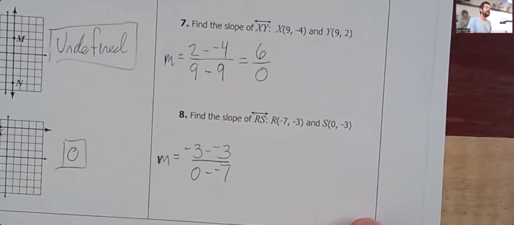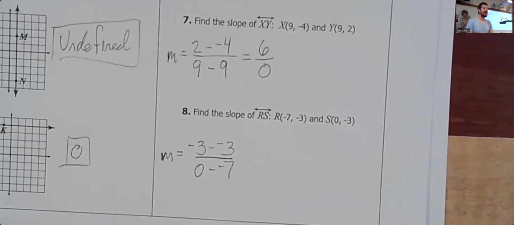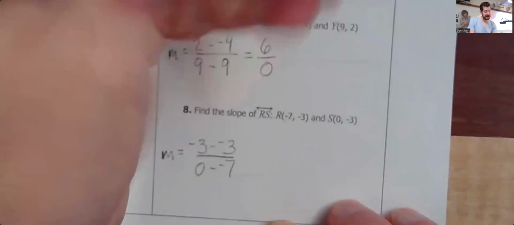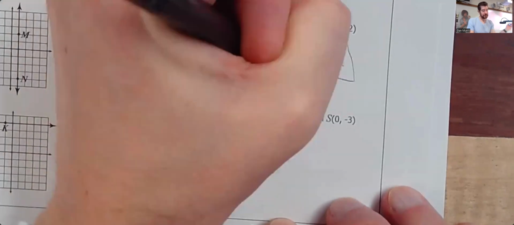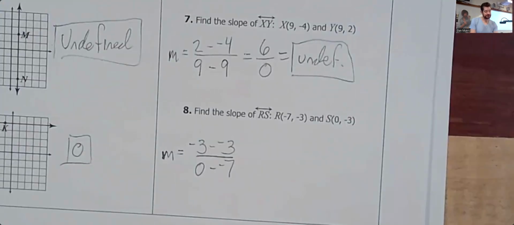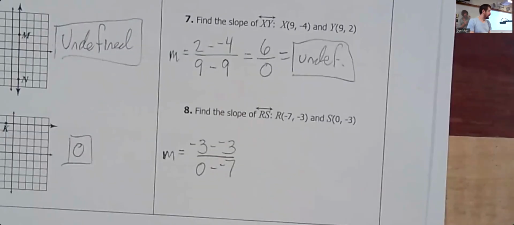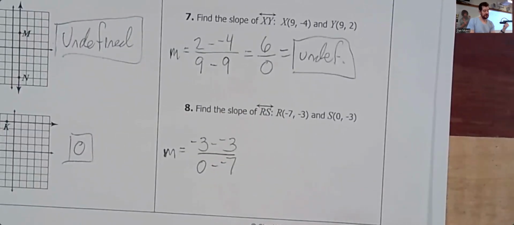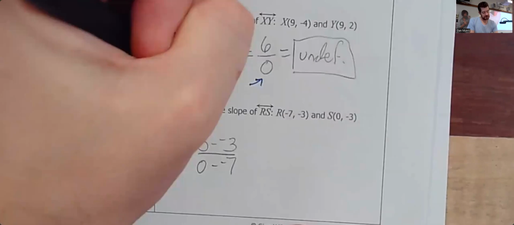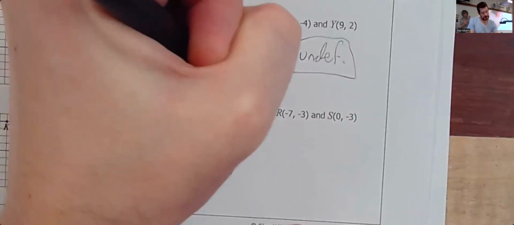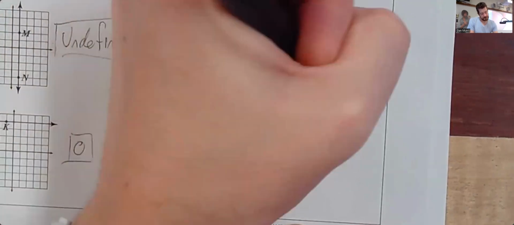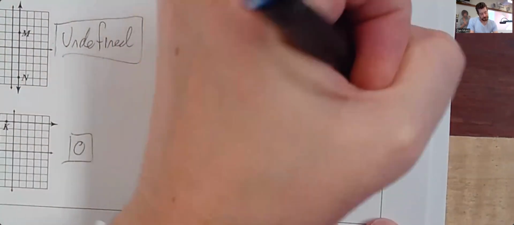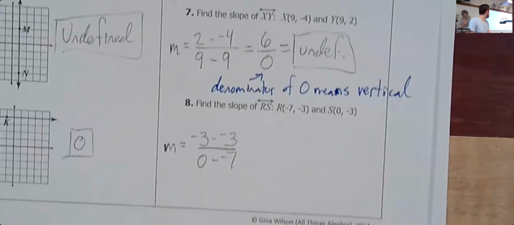So this one is undefined because dividing by 0 is not a mathematical possibility. You can't divide by 0, which means this is a vertical line. So we're going to say undefined. That is a vertical line. If you want to put a little note here, denominator of 0 means vertical.